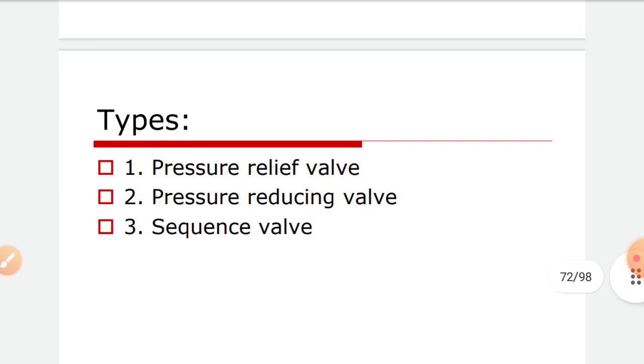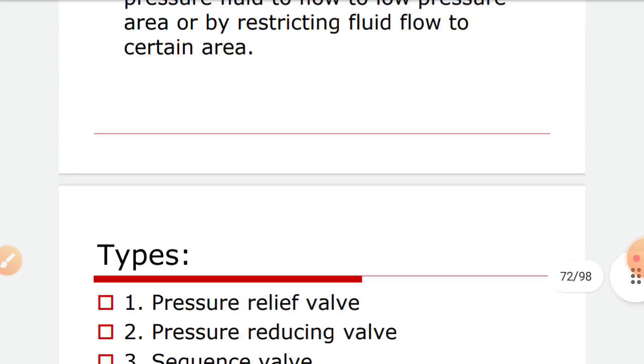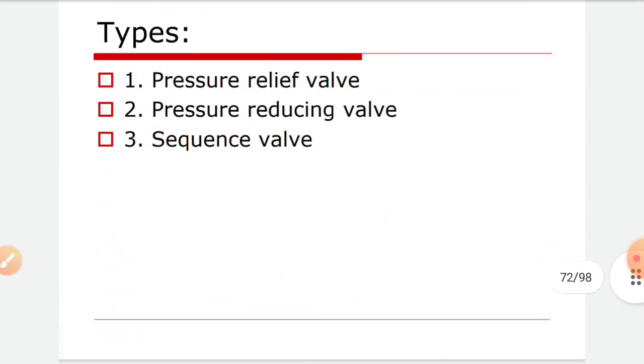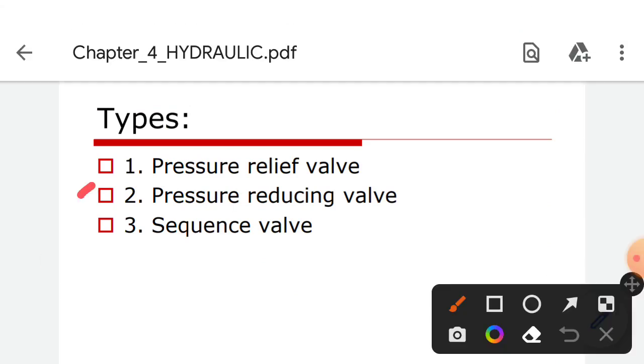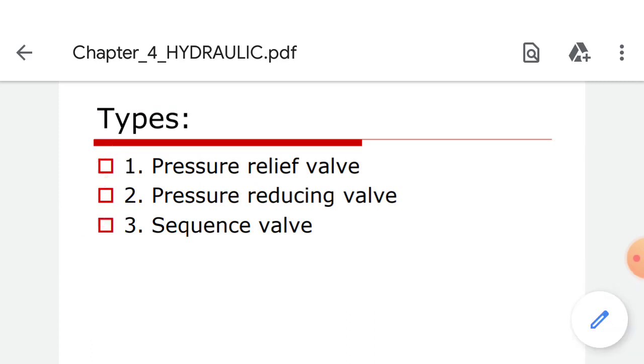Next point is types of pressure control valve. It has three types. The first one is a pressure relief valve, the second one is a pressure reducing valve, and the third one is a sequence valve. Those are the types: pressure relief valve, pressure reducing valve, and sequence valve.